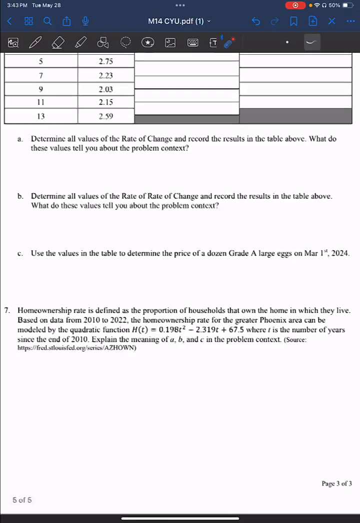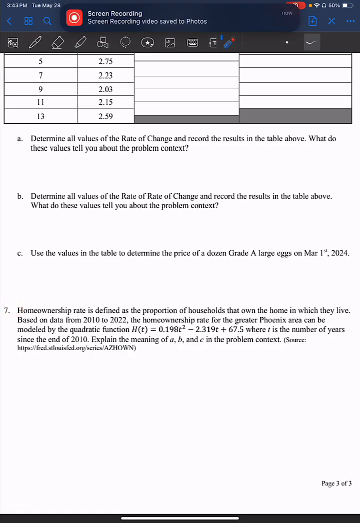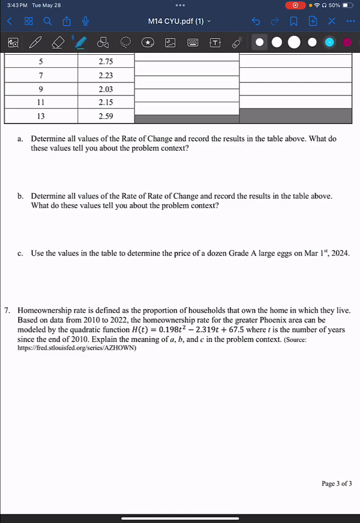We're going to take a look at this problem here now. Home ownership rate is defined as the proportion of households that own the home in which they live, based on data from 2010 to 2022. The home ownership rate for the Greater Phoenix area can be modeled by this quadratic function. H of t is equal to that, where t is the number of years since the end of 2010.